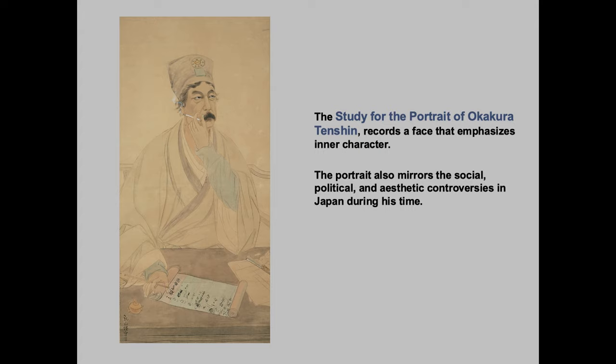All right, now we're going to move forward in time, 1922, and we're in Japan, and this is a study for the portrait of Okakura Tenshin. Now, his face is emphasizing his inner character. He's a thoughtful person. He wrote the Ideals of the East and created the concept of Asia as the East in contrast to the West. And he moved to the United States later and became a curator at the Museum of Fine Arts in Boston.